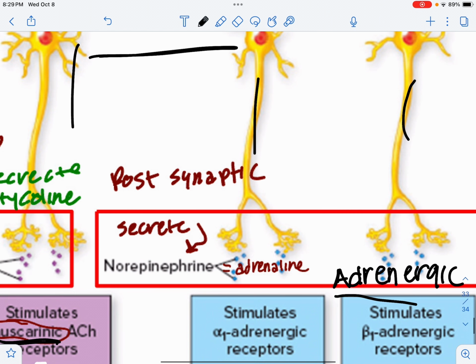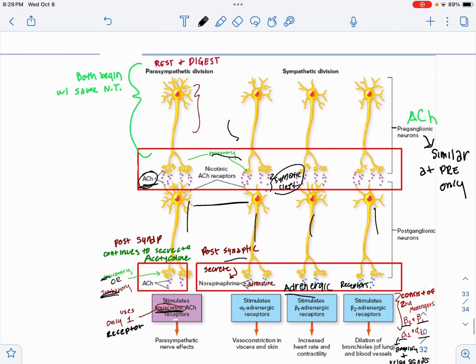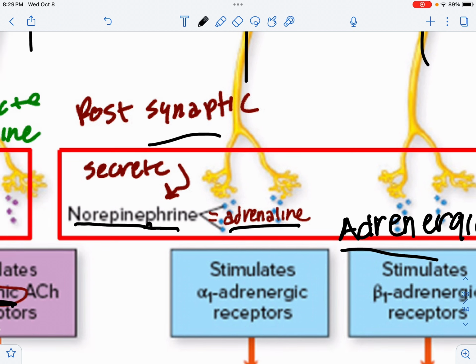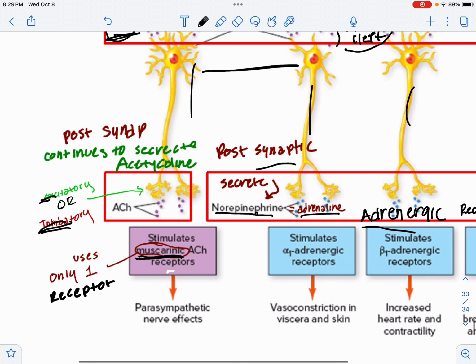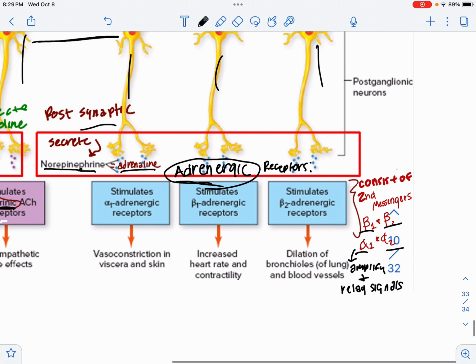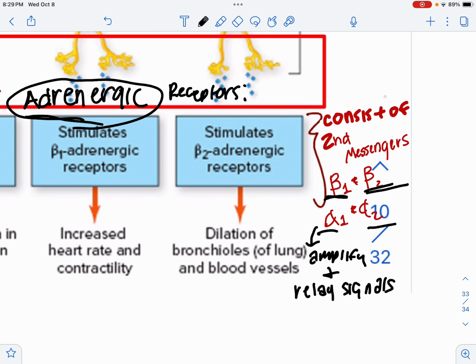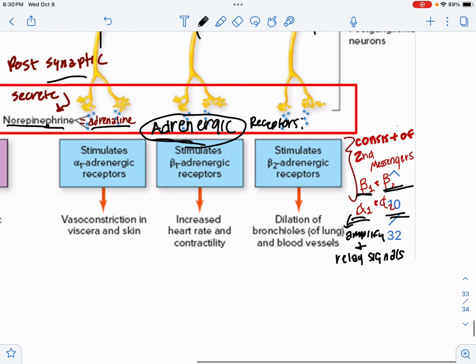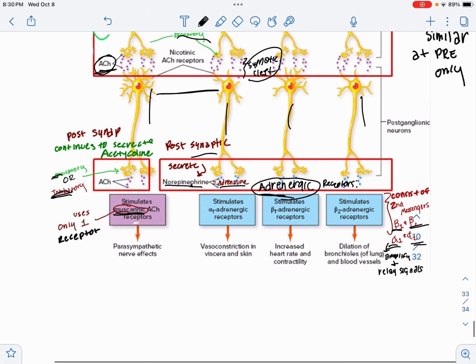Now in the postsynaptic for the sympathetic division, it secretes norepinephrine or adrenaline, or epinephrine, which attaches to adrenergic receptors, which have second messengers, which are beta 1, beta 2, alpha 1, and alpha 2, which amplify and relay signals further to certain organs like the lungs, heart, etc.